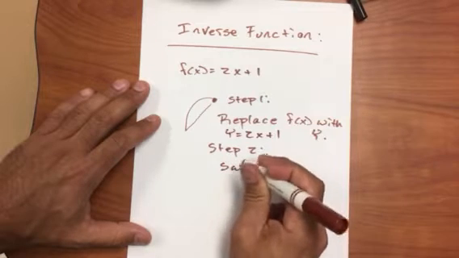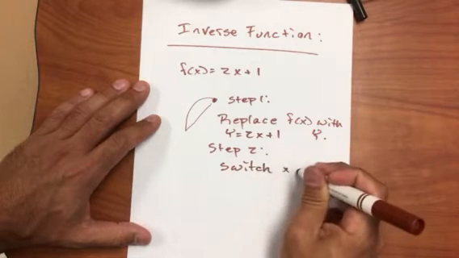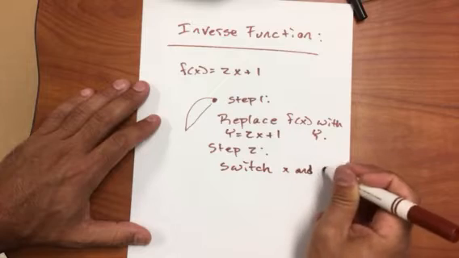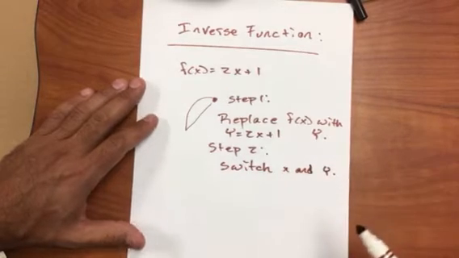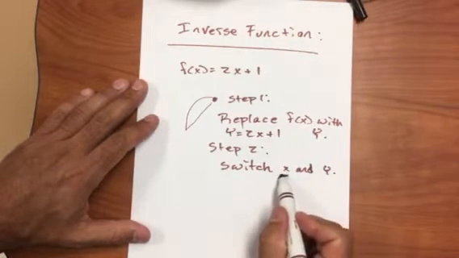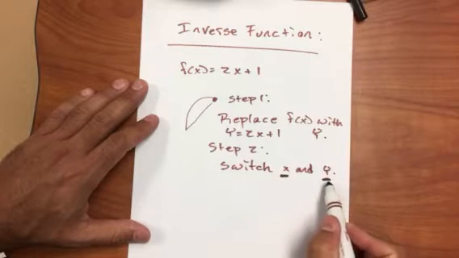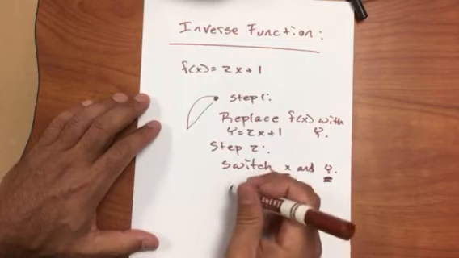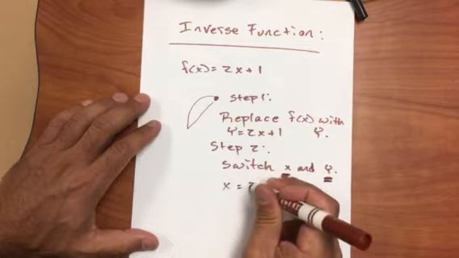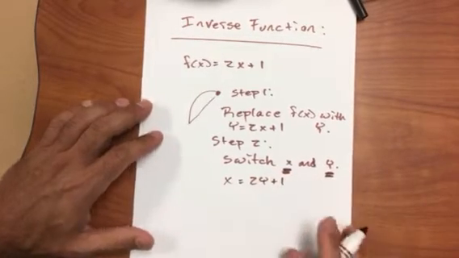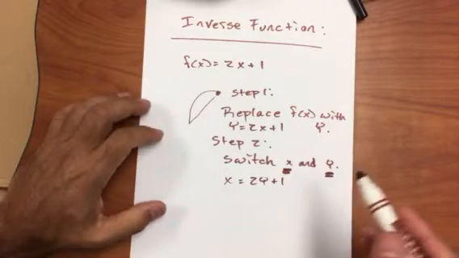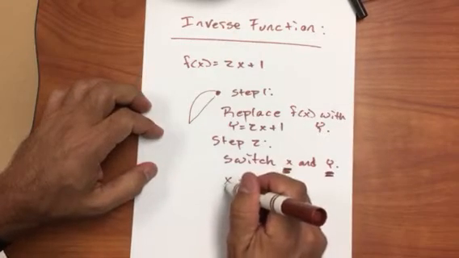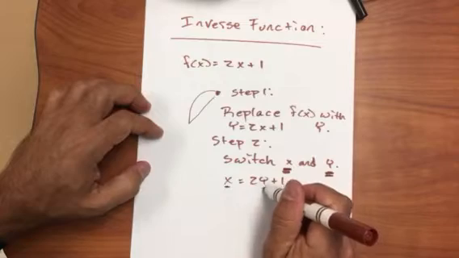Your second step is you're going to switch x and y. The reason that you're doing that is when you do the inverse of a function, all of the inputs become the outputs, and all of the outputs become the inputs. So you switch their spots. So it's going to be x equals 2y plus 1. But really you want to figure out what value do I input here to get a certain value here.